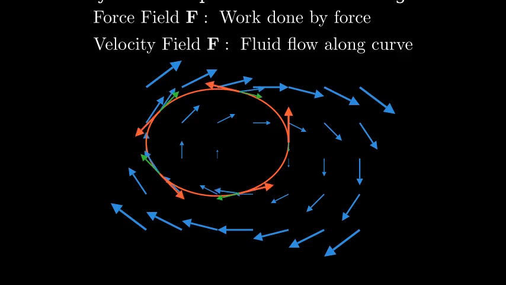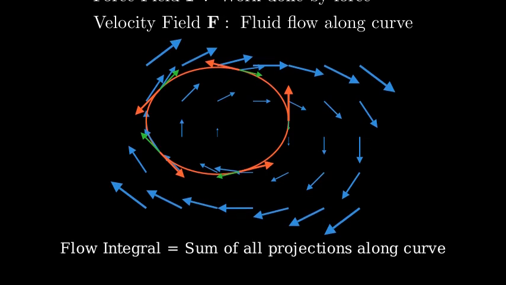Notice that at each point, we only consider the component of the velocity that's parallel to our curve. Components perpendicular to the curve don't contribute to the flow. The flow integral sums up these parallel components along the entire curve.